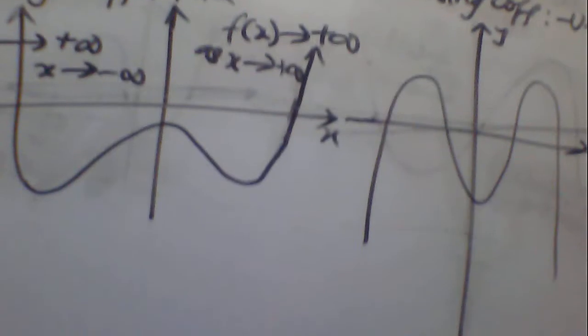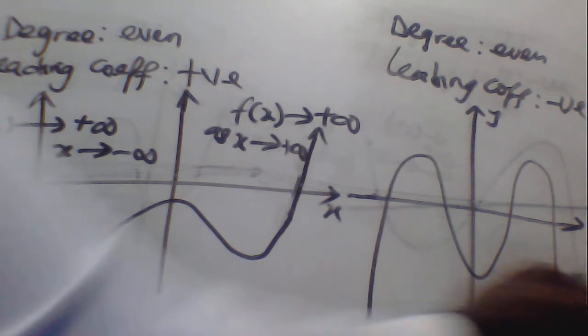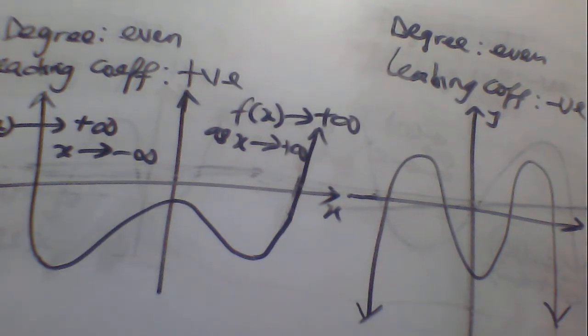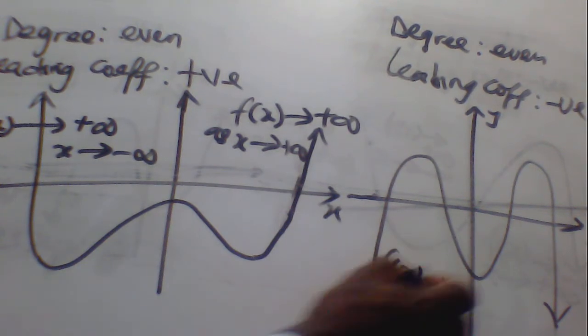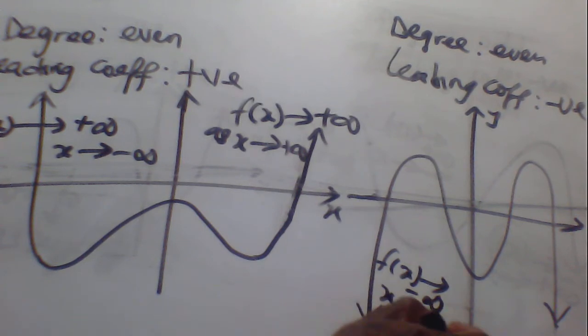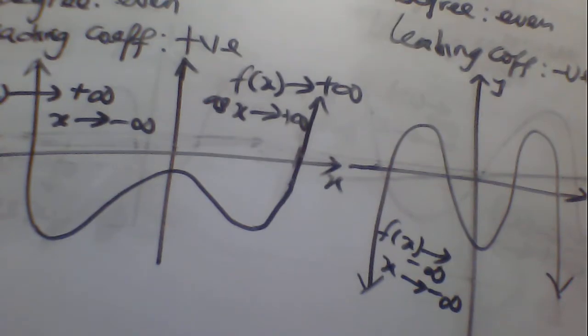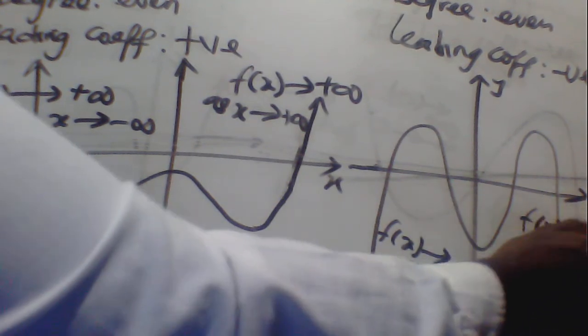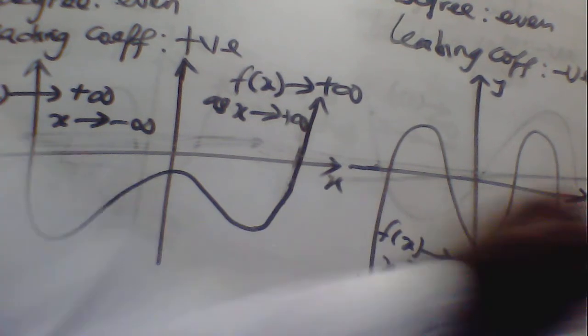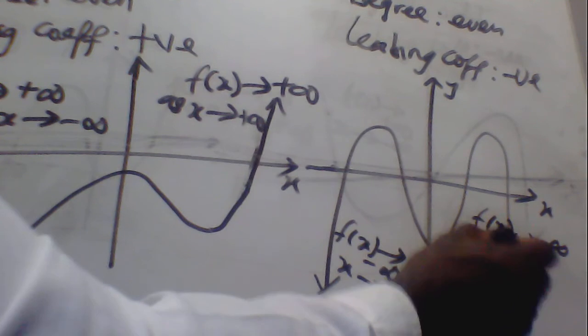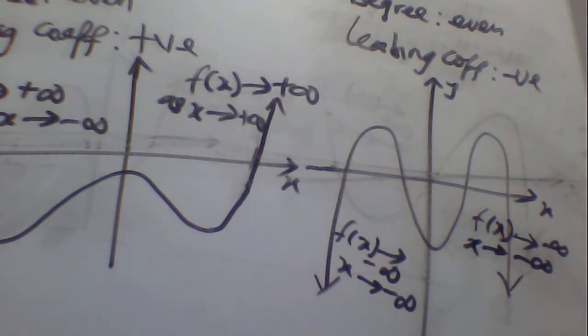Did you see it? This is how the graph will look like. If you look at this, you see different types of quartic graph. One is when the degree is even and the leading coefficient is positive. The other one is when the degree is even and the leading coefficient is negative. So at this point, f of x will be tending toward negative infinity as x tends toward negative infinity. If x tends to negative infinity, definitely the function will tend to negative infinity. So these are the end behaviors of polynomial functions.